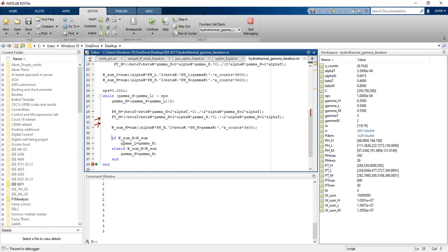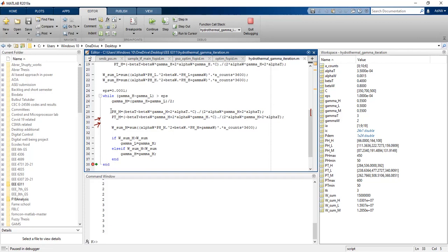So that means either you are updating gamma L by this new averaged gamma, or you are updating gamma H by this averaged gamma, depending on this condition. Either this condition or this condition. Of course, any of these will be true for a certain iteration. And that ends your if else statement. And this is the final end for your while loop.